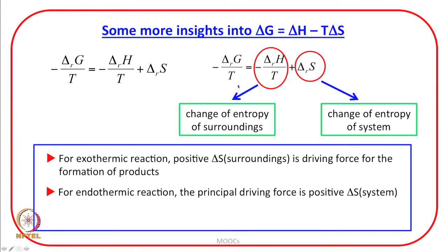And in the same way, if we now look at the surroundings part, if delta H is positive, then this minus delta H by T term is negative. Once again, if delta H is positive, then minus delta H by T is a negative quantity. That means there is an unfavorable contribution from the entropy change in the surroundings, and as temperature is increased, this unfavorable contribution goes down, and that drives the formation of more products.